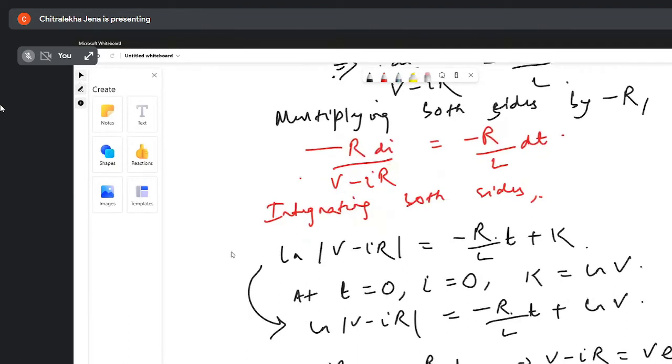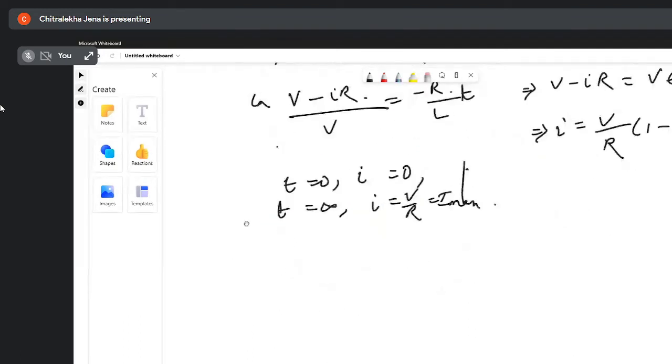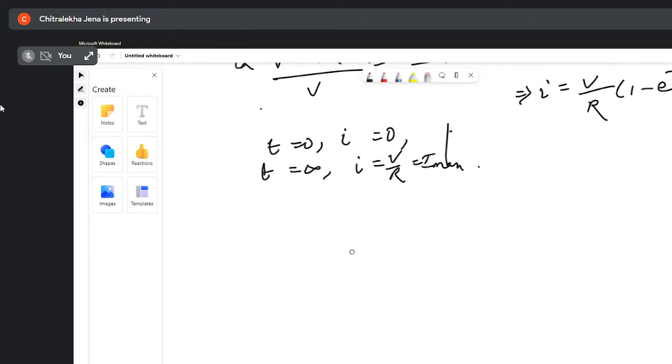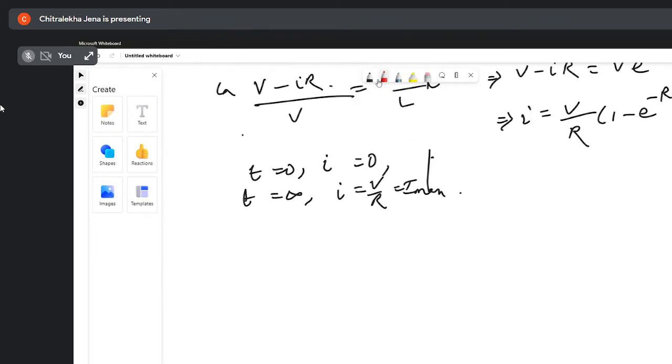Okay. So here, this is your equation. Now suppose I ask you, what is the initial rate of rise of current? What is the initial rate of rise of current?